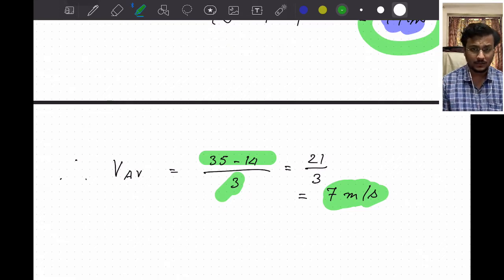Hence the average velocity of the particle during the motion from 2 seconds to 5 seconds was 7 meter per second. That was a very simple question and a very easy way to solve.